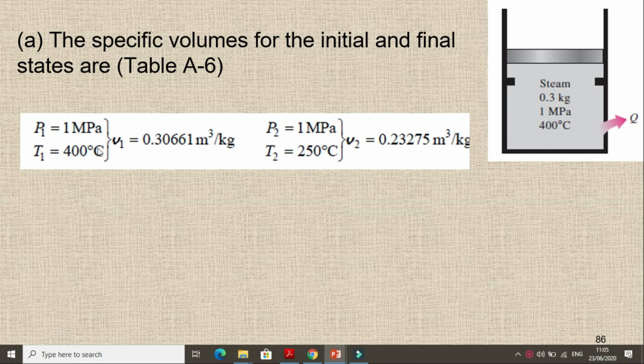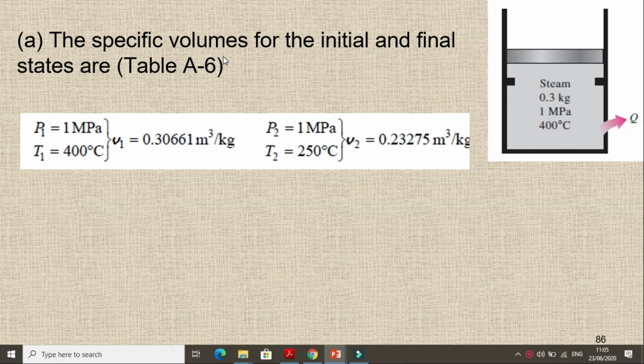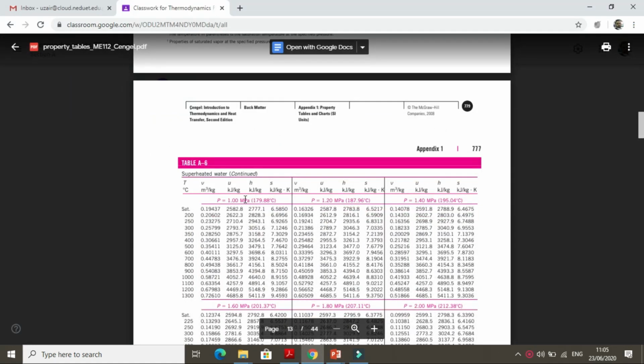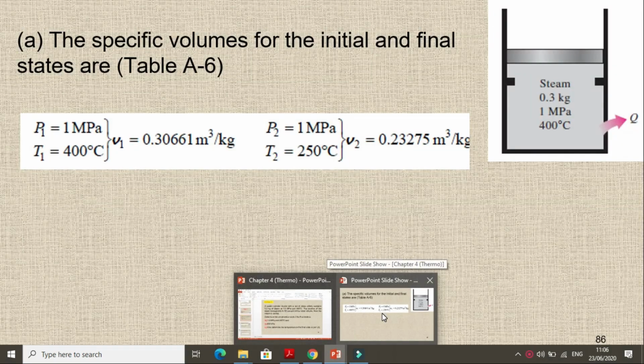So we have 1 megapascal and 400 degrees Celsius. If I check table A6, this is the superheated table. Here we have 1 megapascal, and at 1 megapascal the saturation temperature is 179.88. So the water will start boiling at around 180 degrees Celsius, but the given temperature at state number 1 is 400 degrees Celsius, and the given temperature at state number 2 is 250. You can see here we have 250 and 400 degrees Celsius. So both states are in the superheated region.